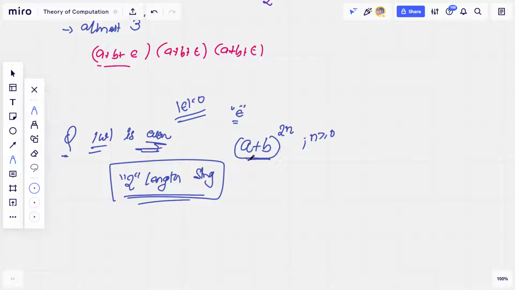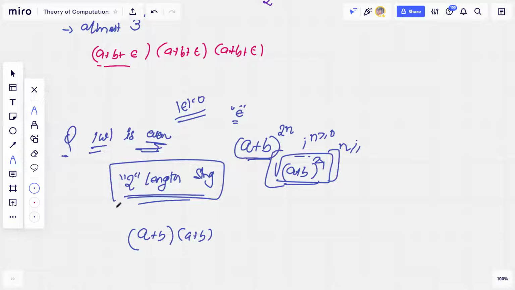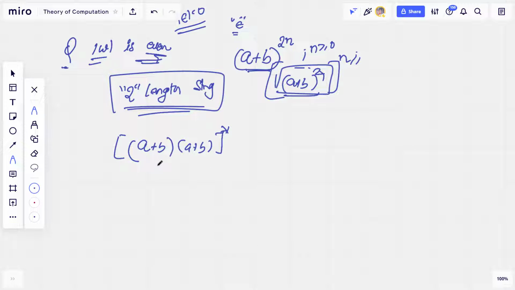So if somehow I can get a regular expression for (a plus b) square, and repeat it again and again, then I'll get all the strings of 0 length if n is 0, 2 length if n is 1, and if n is 2, I'll get all 4 length strings, and so on and so forth. I guess you know what (a plus b) square is. It is actually (a plus b) followed by (a plus b). So this is the 2 length string, and I'll repeat this any number of times. So this regular expression is our answer actually.